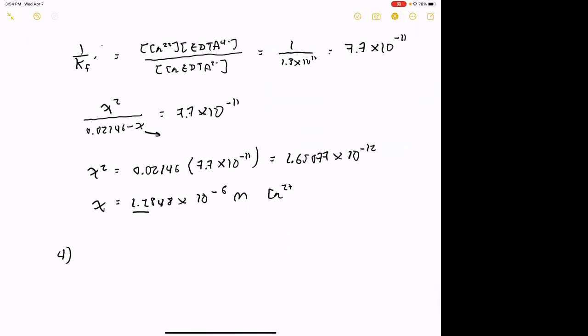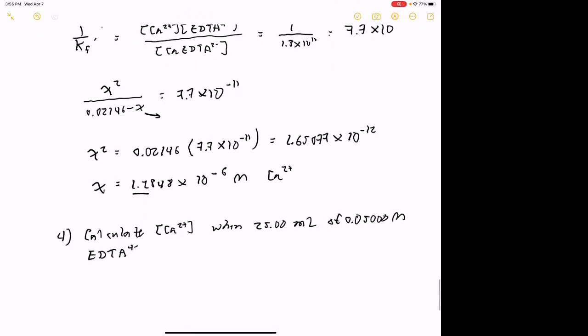So let's look at part 4. If part 3 was at the equivalence point, then part 4 ought to be beyond the equivalence point, right? So now we'll put 25 mils of the EDTA in there. Okay, so now we're beyond it.